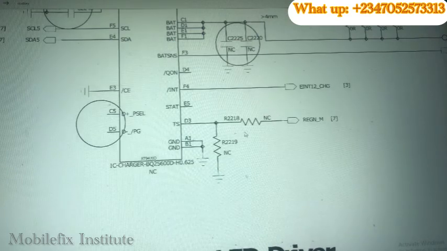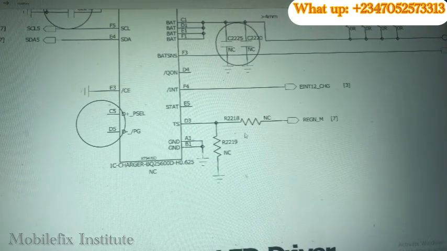Now on the TS line, you see two resistors. This resistor creates a divider circuit. One resistor is connected in series, and the other resistor is connected to that same line, but grounded. Therefore we have a divider circuit. Now you see NC on this resistor. It just means that they don't use this type of charging IC. That's why you are seeing NC. They are using the transistor one I showed you first.